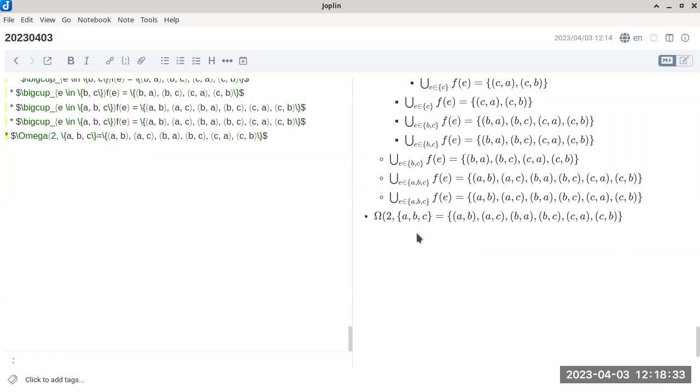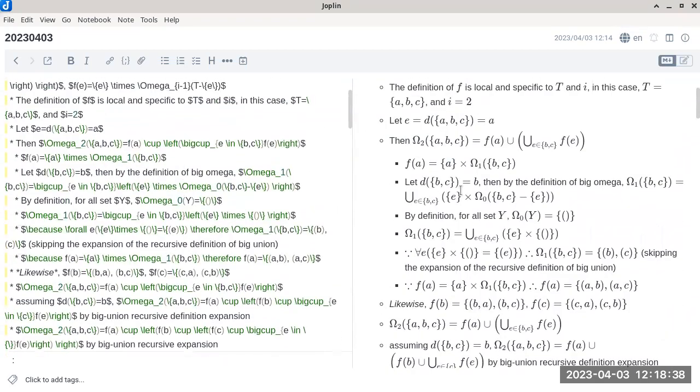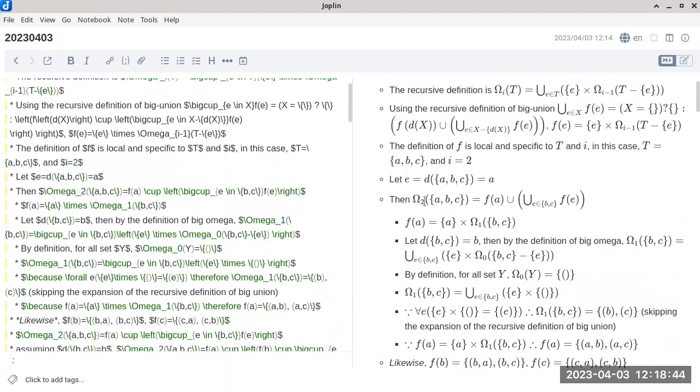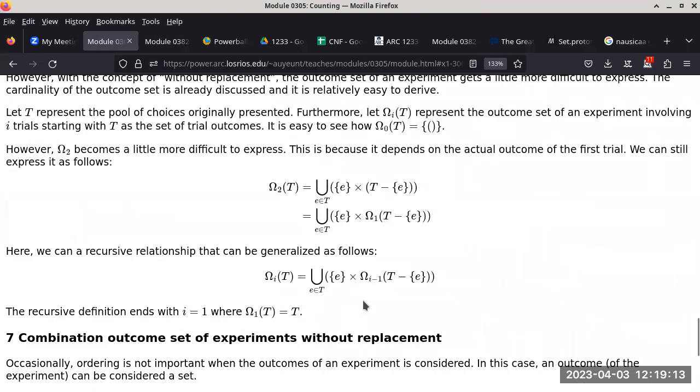Is that okay? So for a more human readable format, I was doing the human readable format here. This is done by hand. This one is not generated by a computer. So omega two, which means we are choosing two things out of the set ABC, using the big U notation, is F of A union with the big U of BC, F of E. And F of A is defined to be this thing here. It's basically using the same definition that I have used in the lecture note over here.